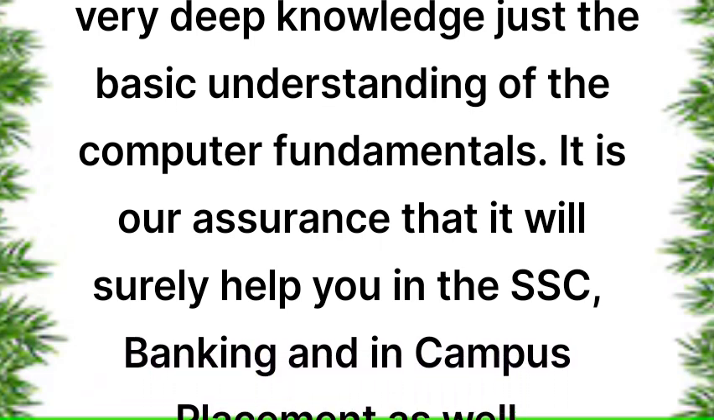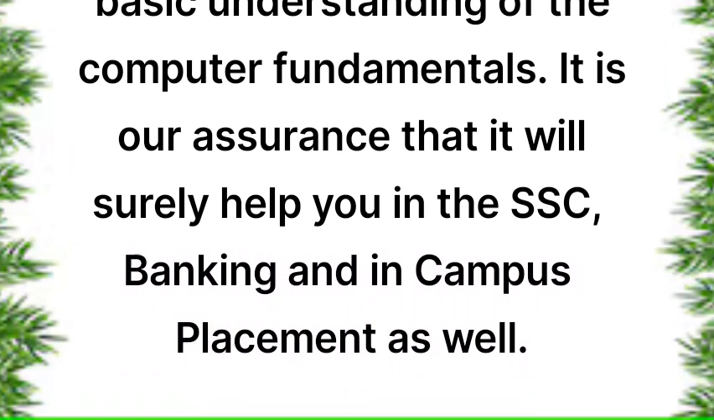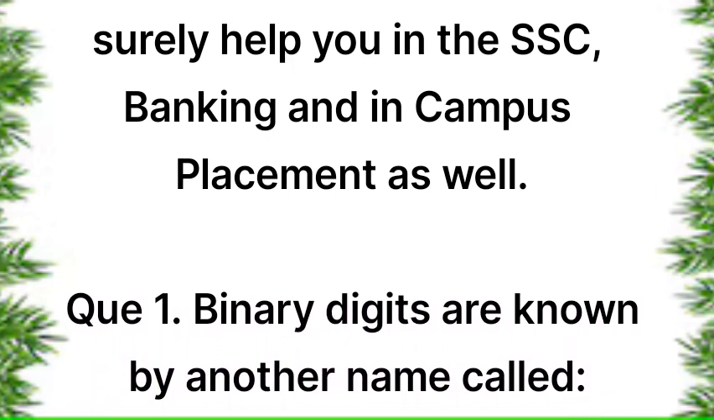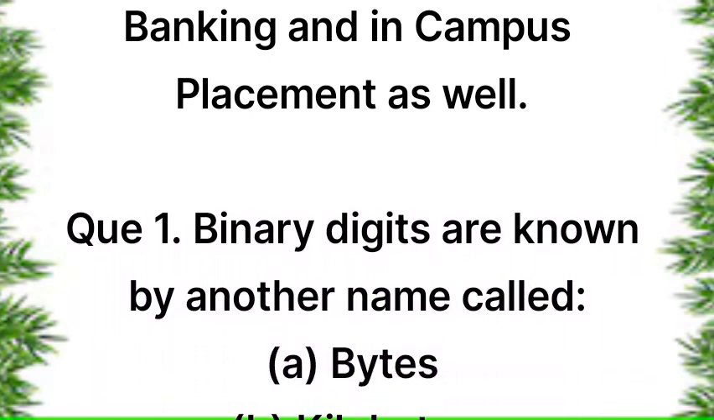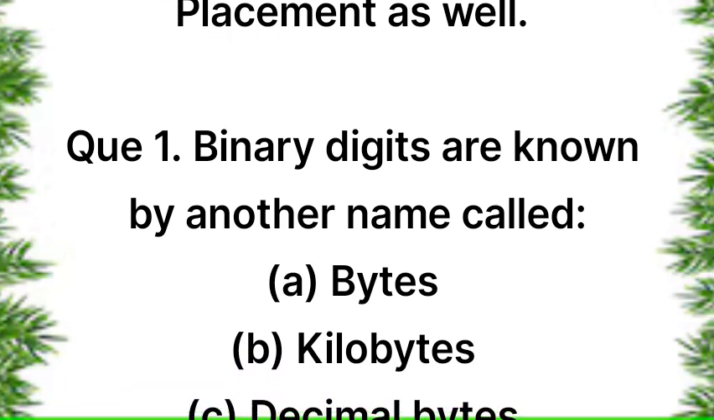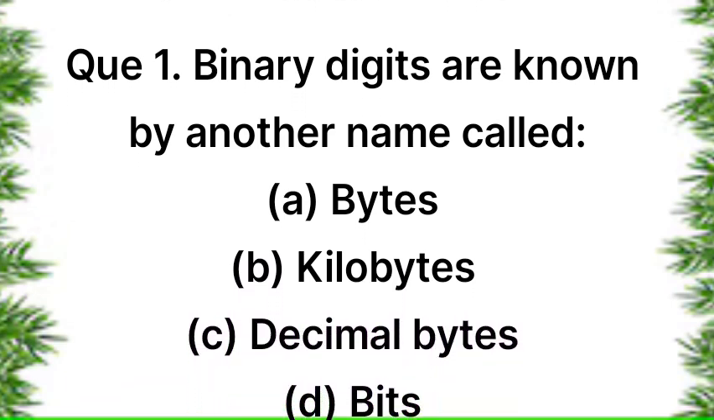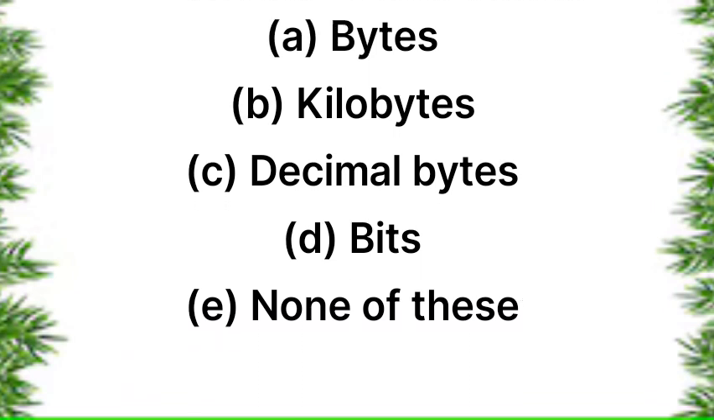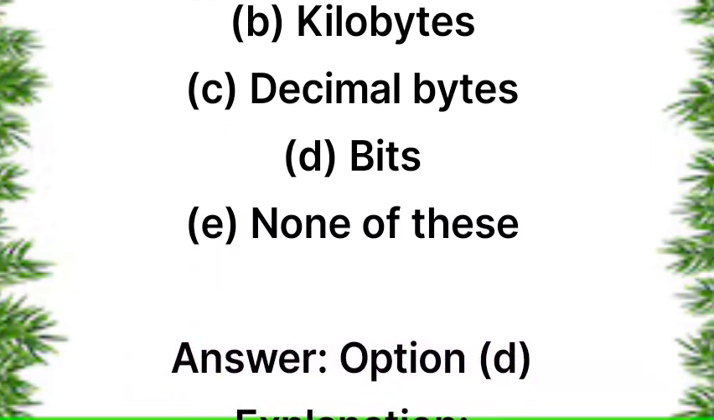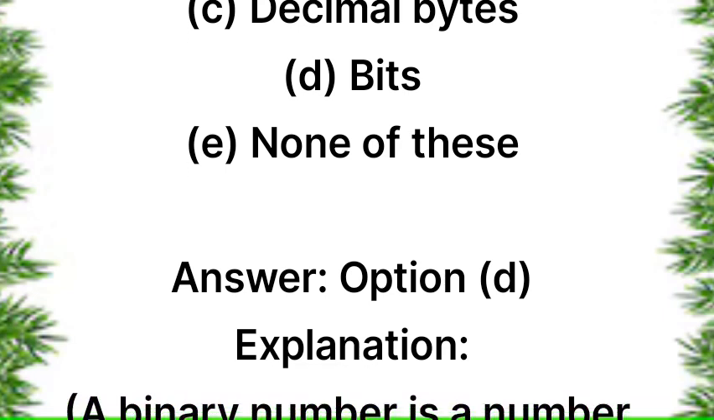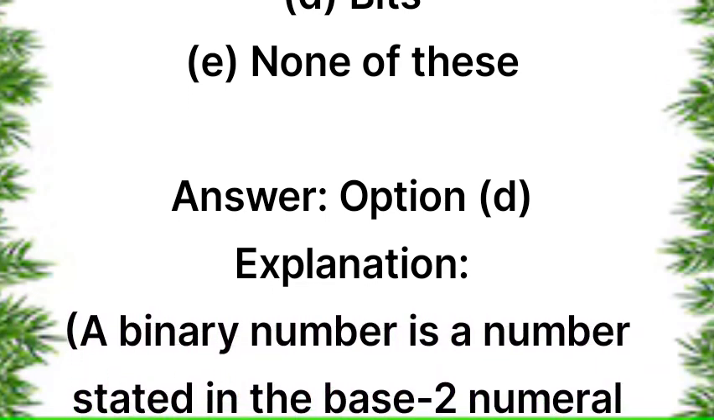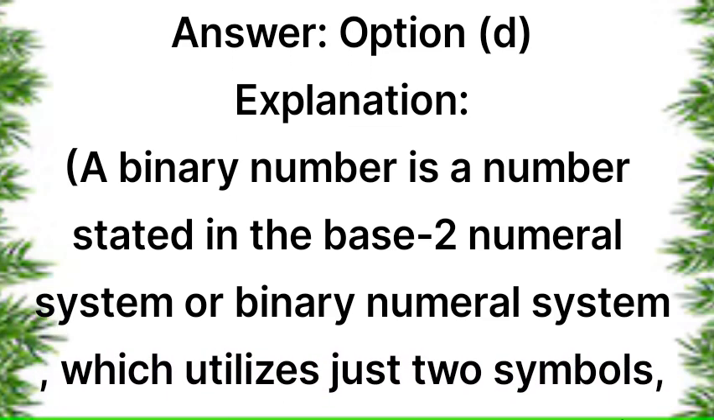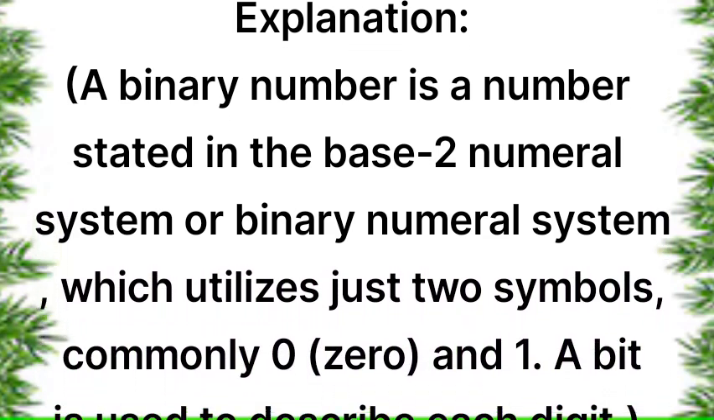Q1. Binary digits are known by another name called A. Bytes. B. Kilobytes. C. Decimal bytes. D. Bits. E. None of these. Answer: option D. Explanation: a binary number is a number stated in the base 2 numeral system or binary numeral system, which utilizes just two symbols, commonly 0 and 1. A bit is used to describe each digit.